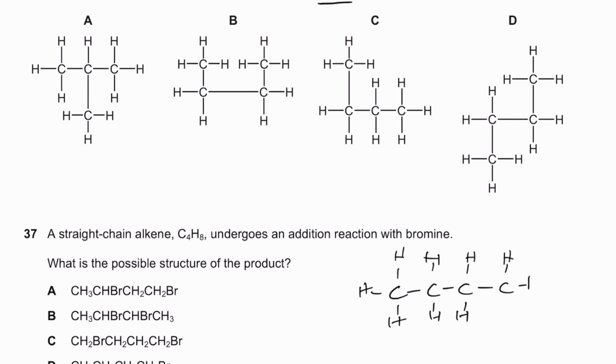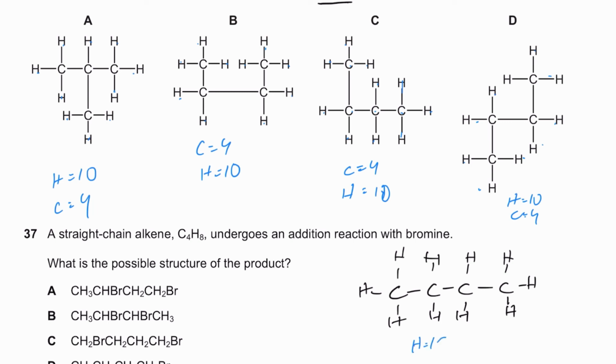So we have butane right here. Okay, so now 1, 2, 3, 4. Let's first denote this: 4 carbon. Oh, so all of them are 10 and 4. So over here we also have 10 and 4.